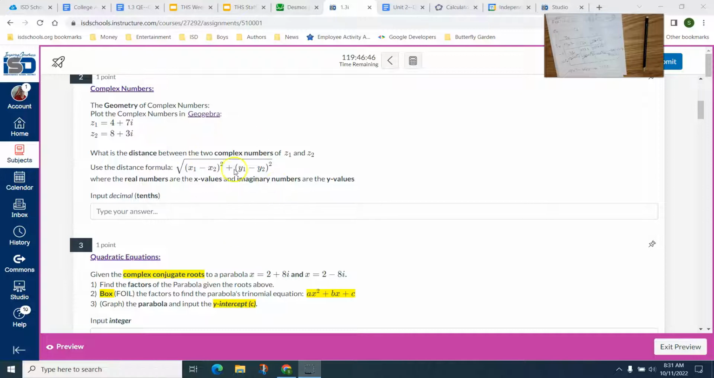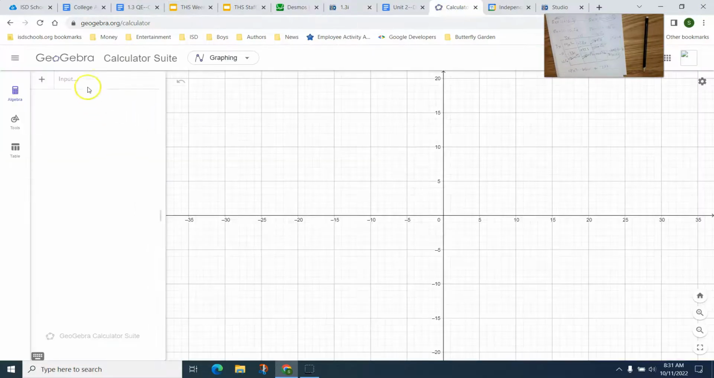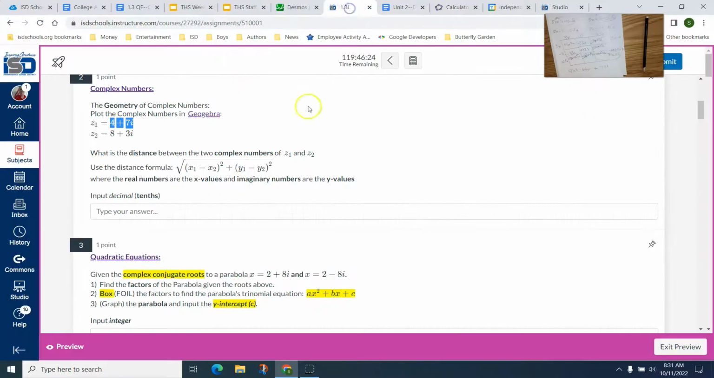This is using the distance formula. I have two problems on these things, and that is finding the conjugates, which is pretty easy, and the distance formula. So we have this one. Let's put it into GeoGebra, because GeoGebra knows complex variables. So now I just send it into the complex. Alright, it's on the complex plane.